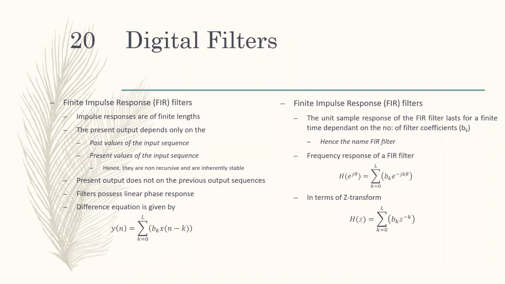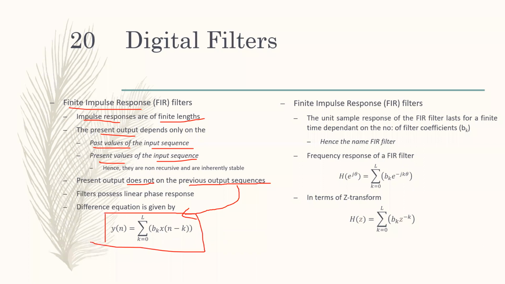So as discussed, finite impulse responses will be of finite length. The present output depends on the past values of the input sequence and the present values of the input sequence. It does not depend on the previous output sequences. So when I represent this in the difference equation, only the second term remains. That is the equation we are representing here. That is, the present output is dependent on the present input.